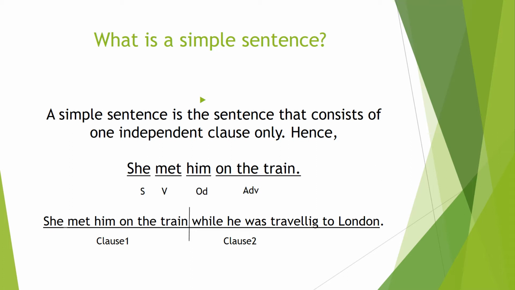Is it going to have a complete idea? Of course not. You cannot say while he was traveling to London. So what? Unless you attach this clause to what? To the main or to the first clause, which we call the independent clause. This makes clause number 2 a dependent clause. So the idea is that having such a sentence that consists of two types of clauses does not make it a simple sentence. It is in fact a complex sentence.